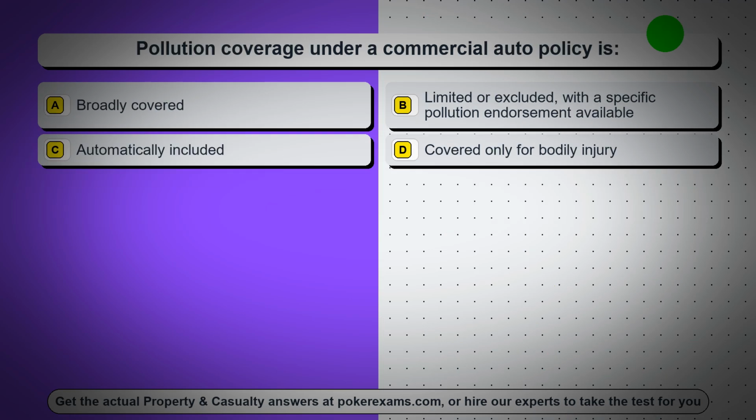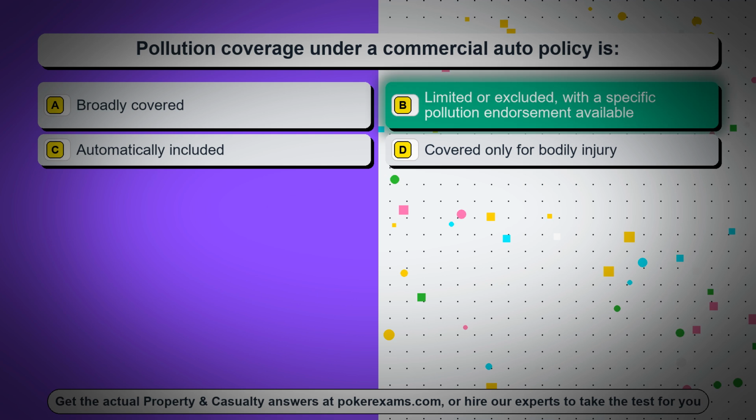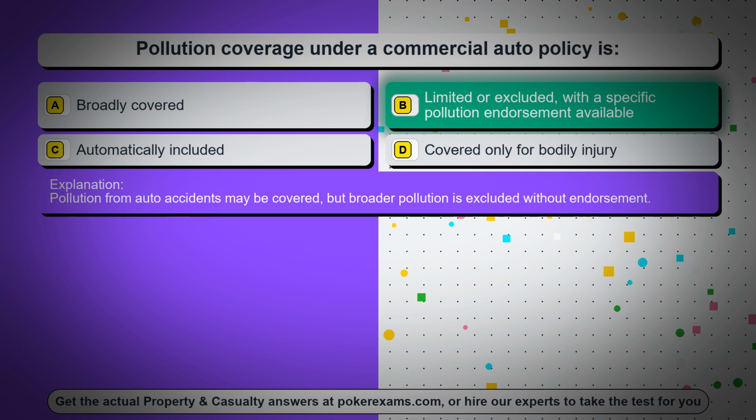Question 81. Pollution coverage under a commercial auto policy is: Option A, broadly covered. Option B, limited or excluded, with a specific pollution endorsement available. Option C, automatically included. Option D, covered only for bodily injury. The correct answer is option B, limited or excluded, with a specific pollution endorsement available. Pollution from auto accidents may be covered, but broader pollution is excluded without endorsement.